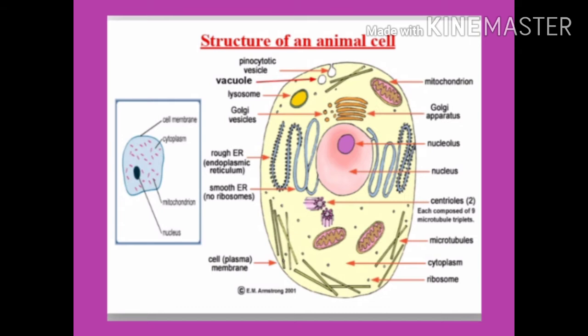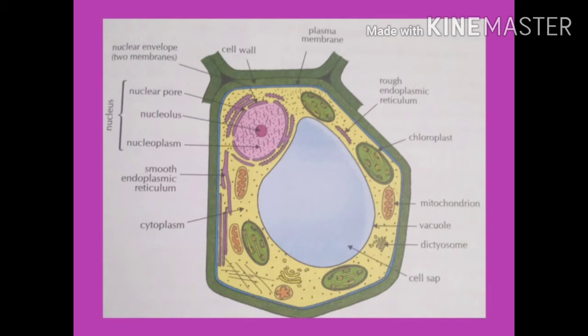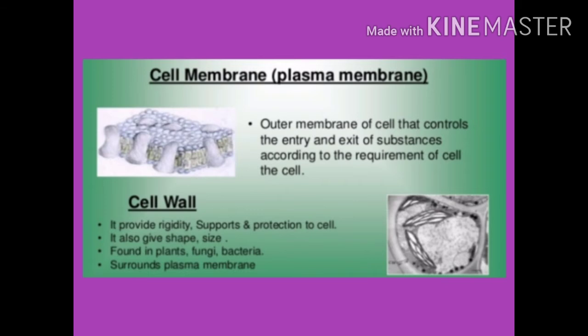Here in this slide you can see the structure of a generalized animal cell, which we can see through an electron microscope. Now this slide contains the structure of a plant cell, which we can also see with the help of an electron microscope. Now we will read about the structure of the cell.